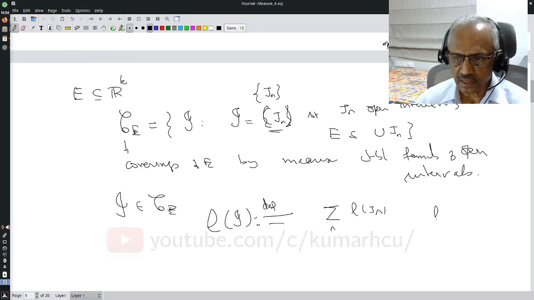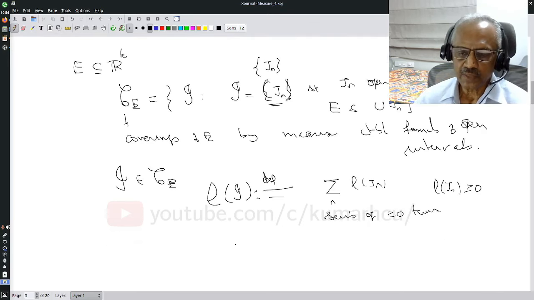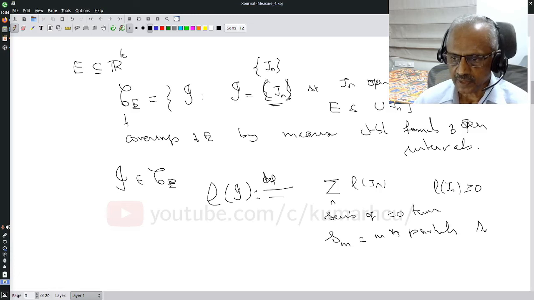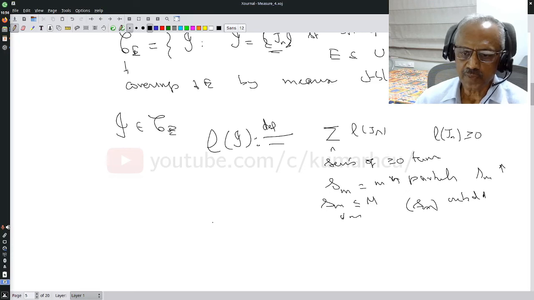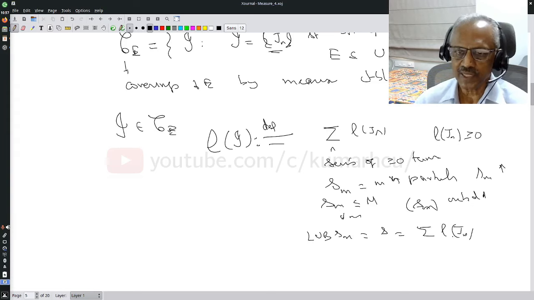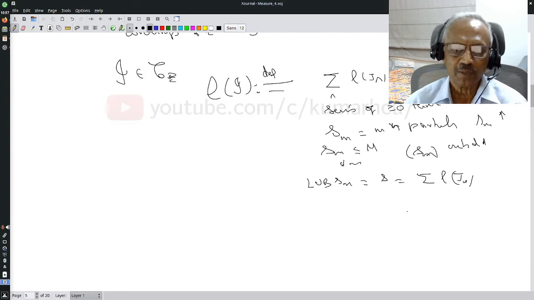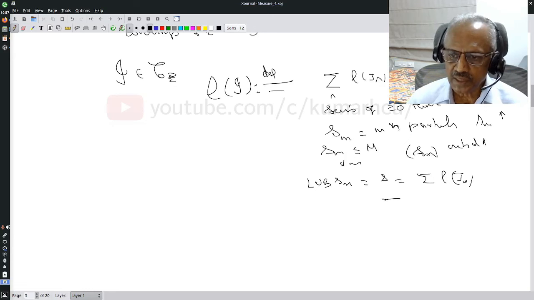Notice that this is the length of Jn. They are all non-negative, therefore this is a series of non-negative terms. Therefore it may converge, or it may not converge. That is, if I look at the partial sums, suppose Sm are the mth partial sums, then the Sm are increasing, and the Sm may be bounded above by some positive constant M for all m, or it is unbounded. If it is bounded above, then the LUB of the Sm is called the sum, which we denote by the sum of the length of Jn. You see how much analysis is needed? Without knowing all these things, people jump in and they have problems. Or if it is unbounded, we will simply say the summation of L of Jn is infinite.